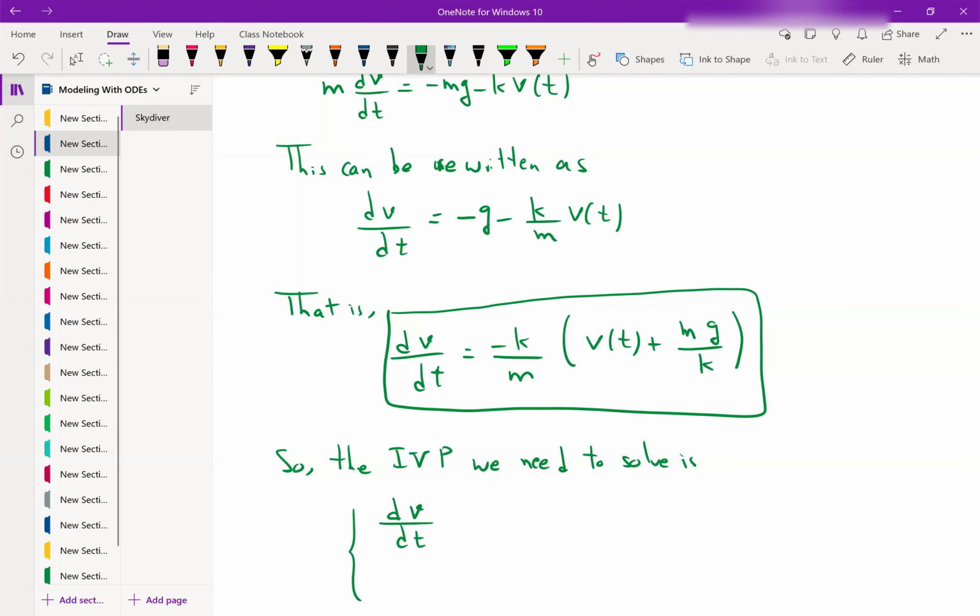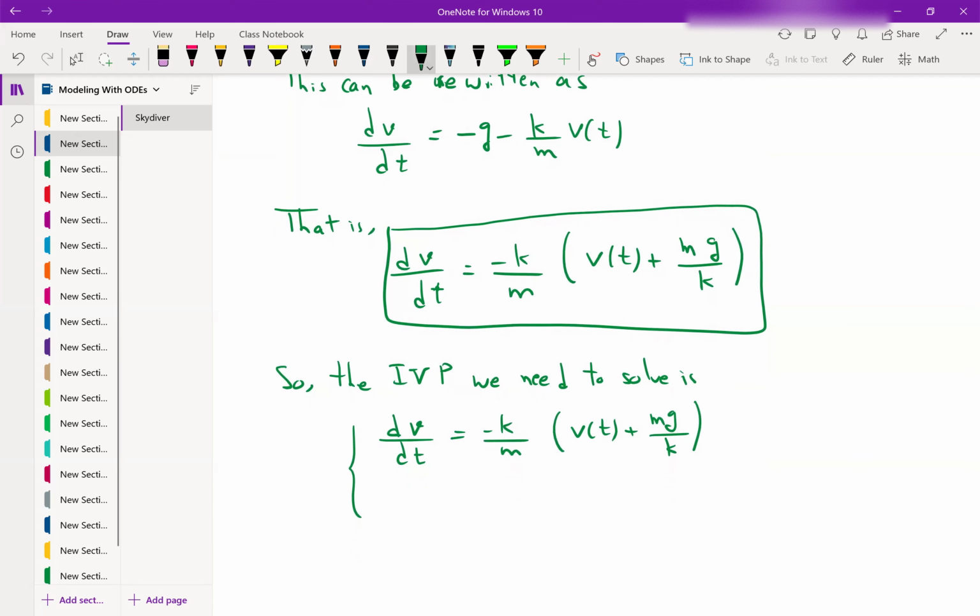dv/dt, where v of t is our unknown function, equals negative k over m times v of t plus mg over k. Please notice that m is given, k is given, g is known. The only unknown here is v as a function of t, the velocity of the skydiver. When you only consider this differential equation, you will have infinitely many solutions for this first order linear differential equation. If you want to pick out one, you need to use your initial condition. The initial condition here was that v of 0 is equal to 0. A skydiver leaves the plane with no initial velocity. So this is our initial value problem.